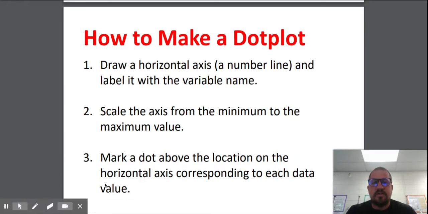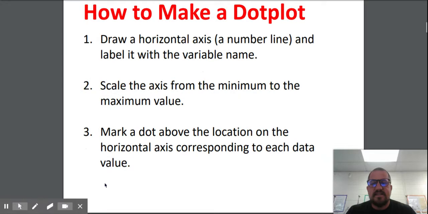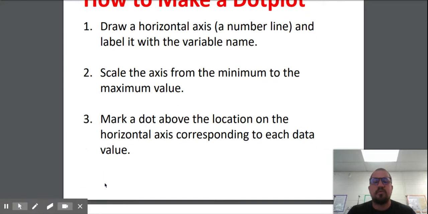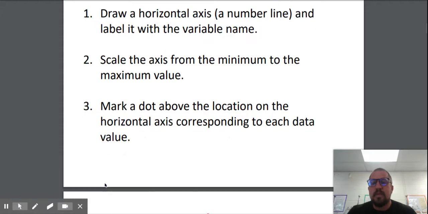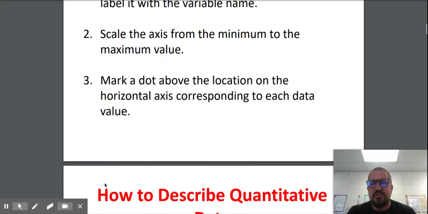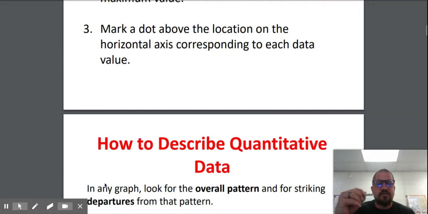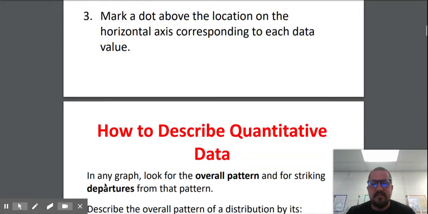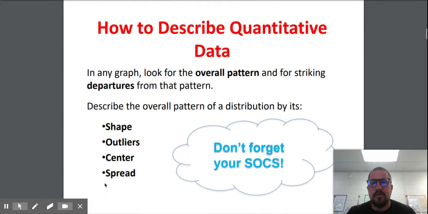You want to draw the horizontal axis, a number line. You want to label it with the variable we were talking about, like the number of goals scored. You want to scale it from the minimum to the maximum. Remember, you don't have to draw every number, but make sure there's a line for every number. And you want to mark a dot above the location for each value. So you'll just keep going up with dots if there are more of that number.